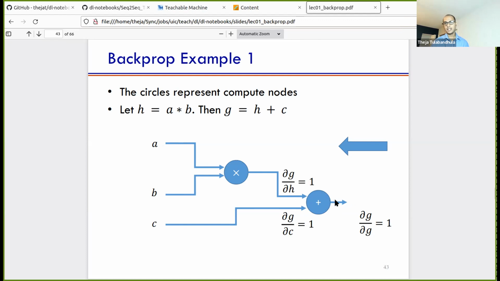What is the gradient of this output with respect to its second input? It's also equal to 1. Remember, if you're adding two numbers, the gradient of that output with respect to any one of its input numbers is equal to 1. And that's the local gradient, what I'm calling the local gradient.